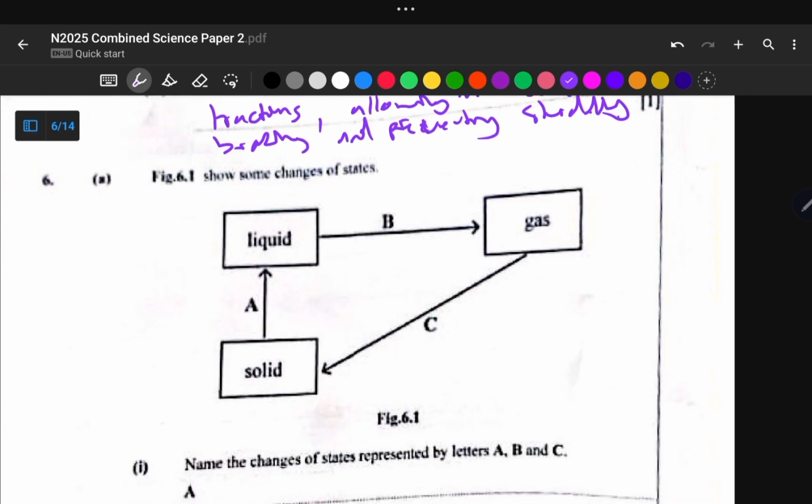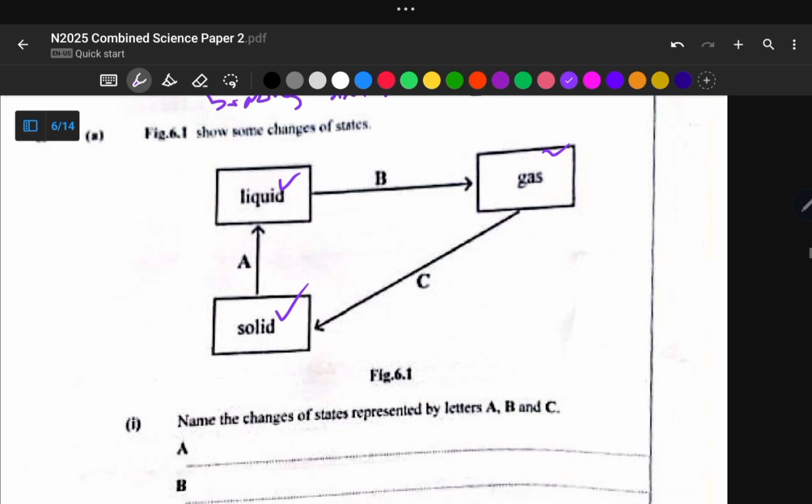So figure 6.1 shows the states of matter. So we are having liquid, gas, and then solid. So you should understand the kinetic theory of matter, basing with these three states of matter. So name the change of states of matter represented by the letter A, B, and then C. So for A, you are moving from solid to liquid. So this is what we call melting, right? From solid to liquid. And then from B, we are moving from liquid to gas.